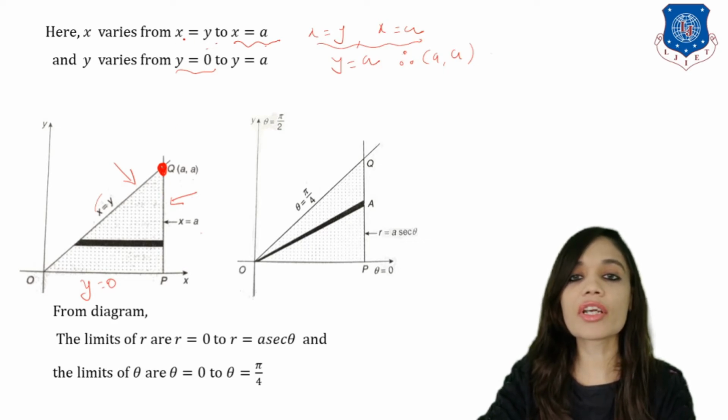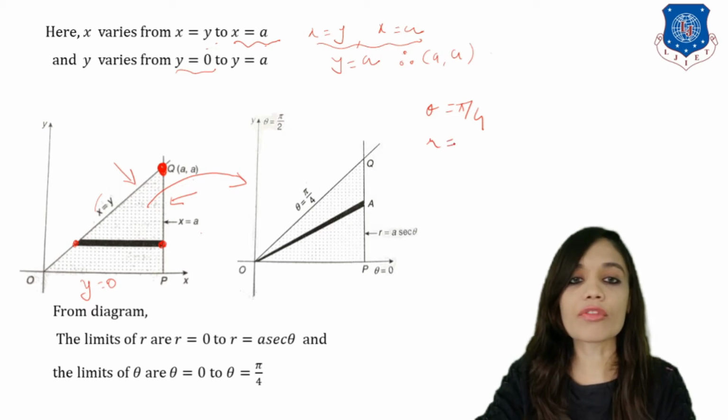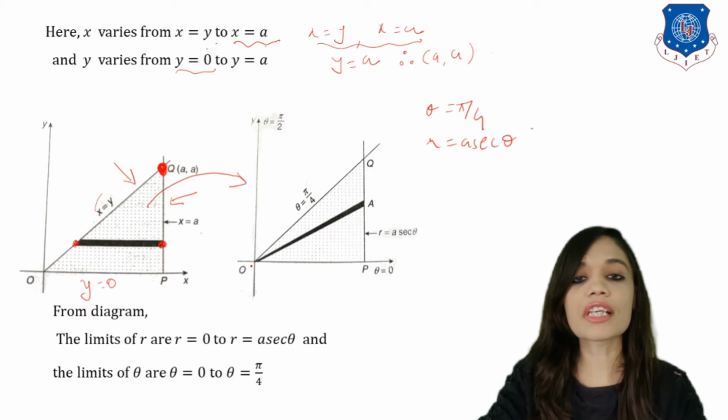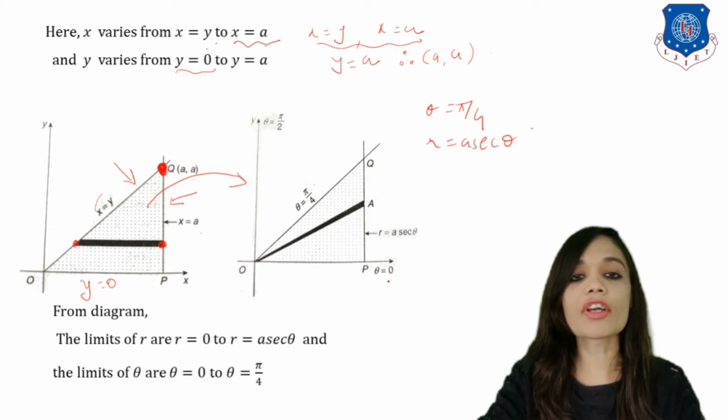Now we are given our strip as a horizontal strip, that is from x equals y to x equals a. So similarly, draw the triangle in polar coordinates. Now we have already found the limits of theta, that is the line theta equals pi by 4, and r equals what? a sec theta. So firstly, draw the line theta equals pi by 4 in our r-theta plane.